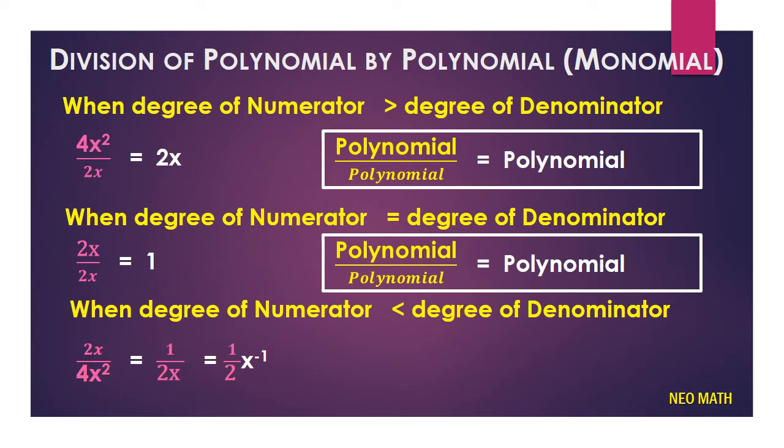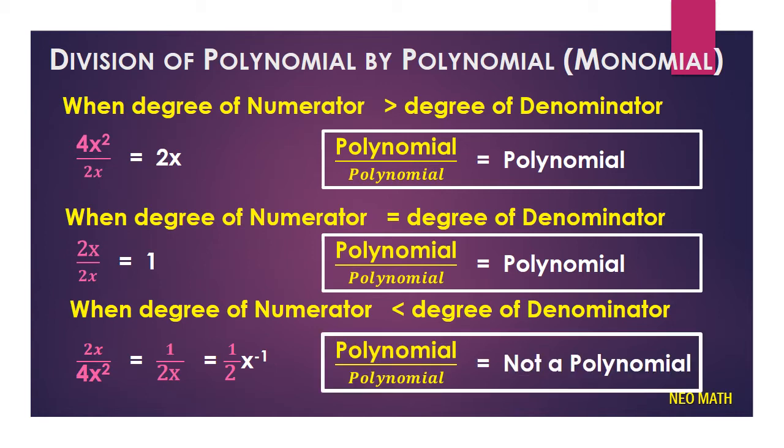1 by x can be written as x power minus 1. So 1 by 2 x power minus 1. The power of the variable is not a whole number. Minus 1 is not a whole number. So this is not a polynomial. So in this case, polynomial divided by polynomial, we are not getting a polynomial.